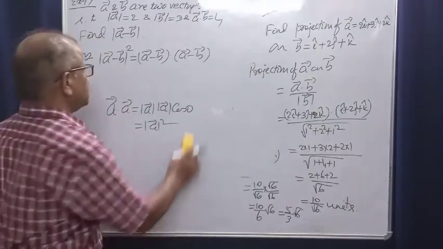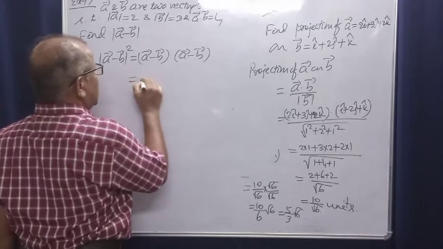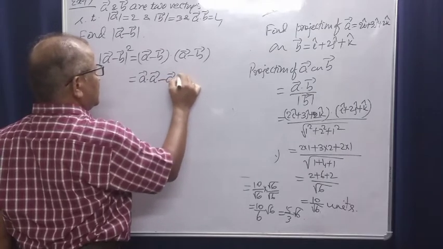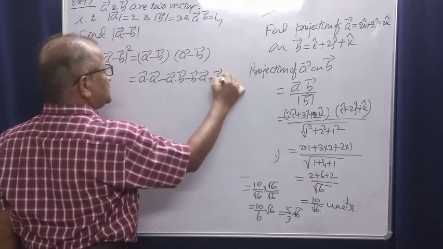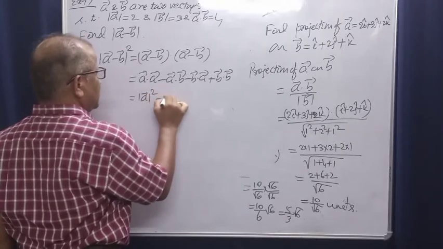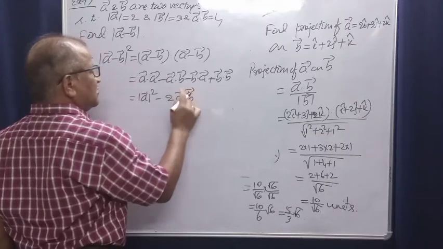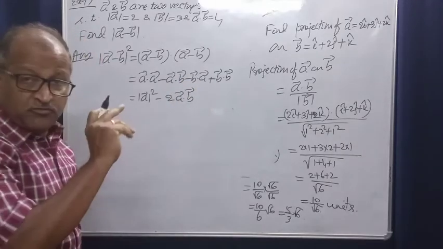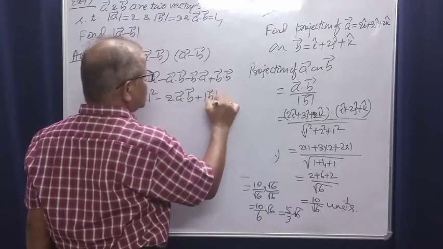Let us find out that A minus B dot A minus B. This is A dot A minus A dot B minus B dot A plus B dot B. That means it is magnitude of A square minus 2 A dot B, because A dot B is same as B dot A. Dot product is commutative, we have already seen, right? It is plus magnitude of B square.